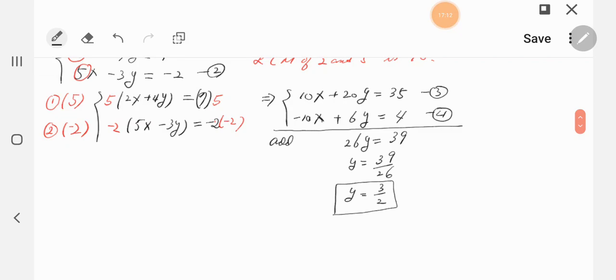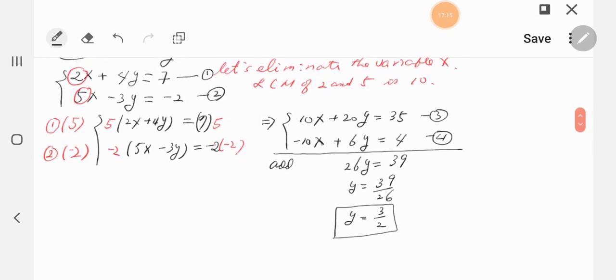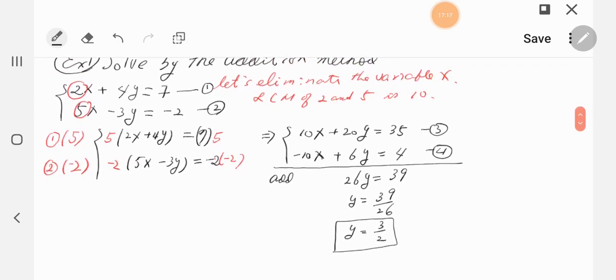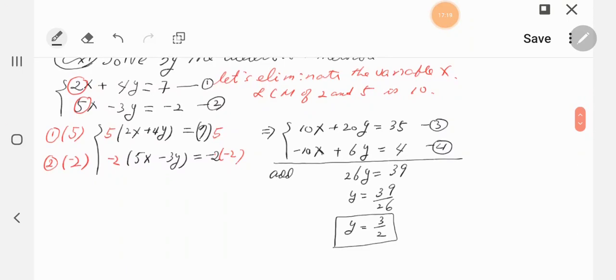Then we need to find the x value, the x coordinate. So let's use either equation 1 or 2. Why don't we use equation 1? Because when we substitute this y value, 3 over 2, for y, the denominator is 2, and the coefficient of y is 4, so we can cancel out the denominator. Actually it doesn't matter, you can use equation 1 or 2. But this time I want to use equation 1 because it does not give us a fraction.